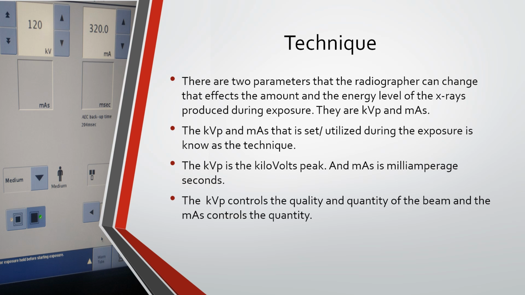And the mass only controls the quantity, so the mass only controls the amount of X-rays, where the kVp controls the quality and the quantity. So that's important to keep in mind. First, we'll talk about kVp.